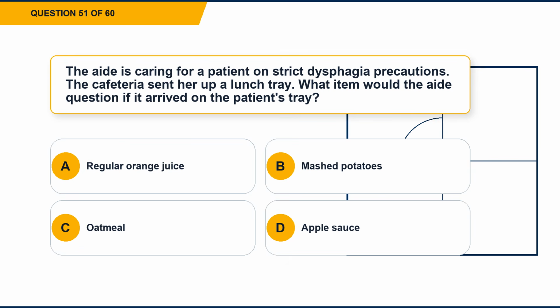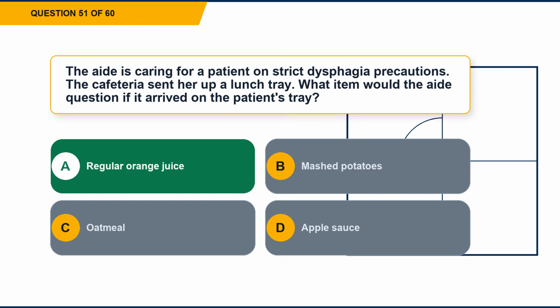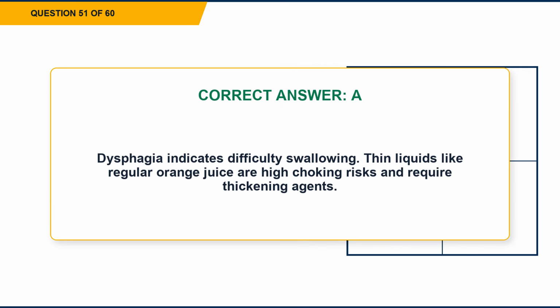The cafeteria sent her up a lunch tray. What item would the aide question if it arrived on the patient's tray? Option A. Regular orange juice. Option B. Mashed potatoes. Option C. Oatmeal. Option D. Applesauce. The correct answer is option A. Regular orange juice. Explanation. Dysphagia indicates difficulty swallowing. Thin liquids like regular orange juice are high choking risks and require thickening agents.